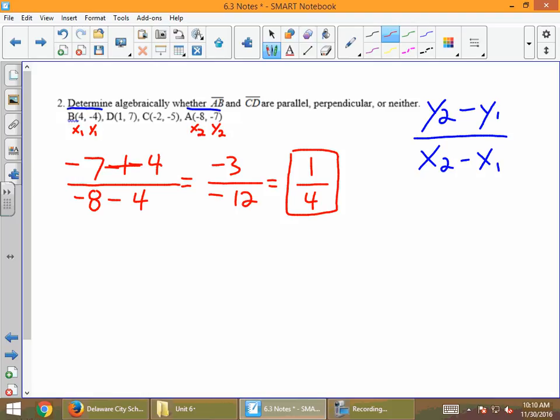If it was parallel, what would we expect this slope to be? Or did I say parallel? If it was perpendicular, what would you expect it to be? Okay, good. It'd be what?